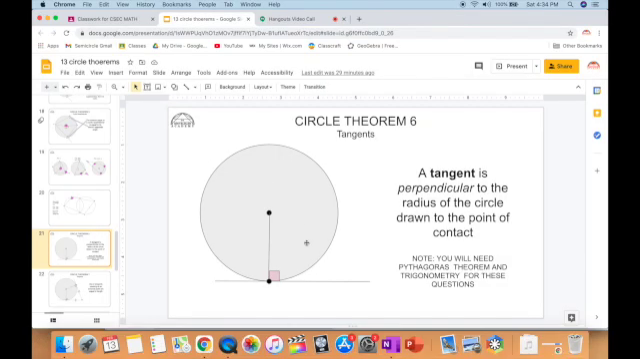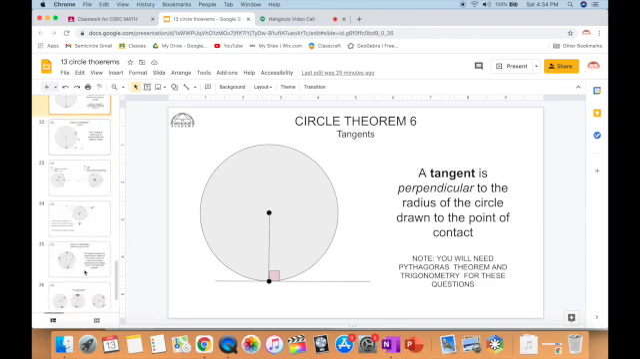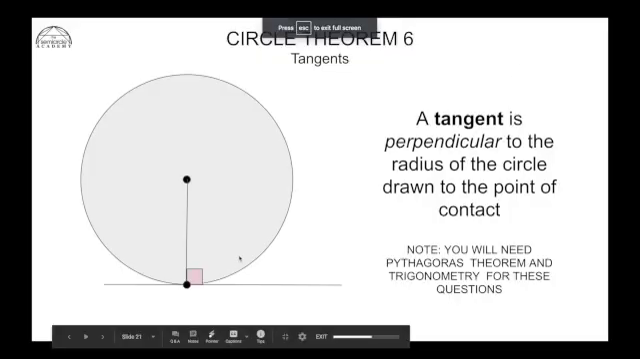So now we're moving on to Theorem 6. And don't worry, we're almost done. Theorem 6 has to do with tangents. Remember, a tangent is a line outside the circle, and it will touch the circle. It will touch the circle at 90 degrees.